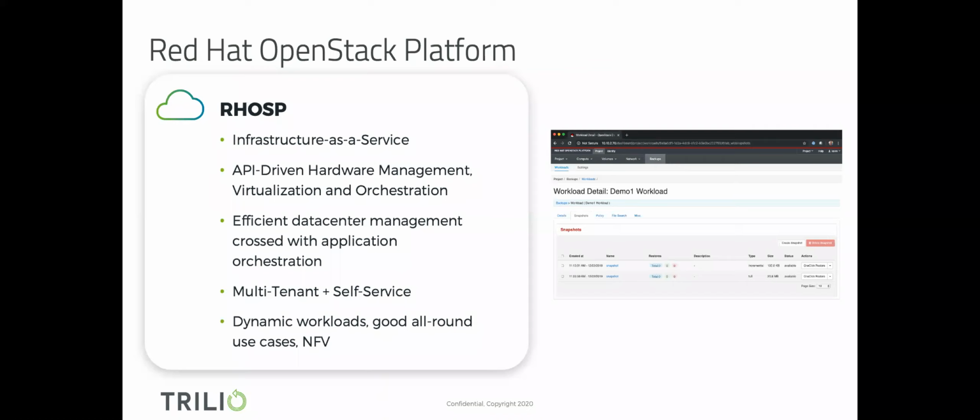It's a multi-tenant self-service world. You can't have cloud if you don't have multi-tenancy and you don't have self-service. And any of the tooling around this, any of the features of cloud, have to fit into the bucket of multi-tenant and self-service.